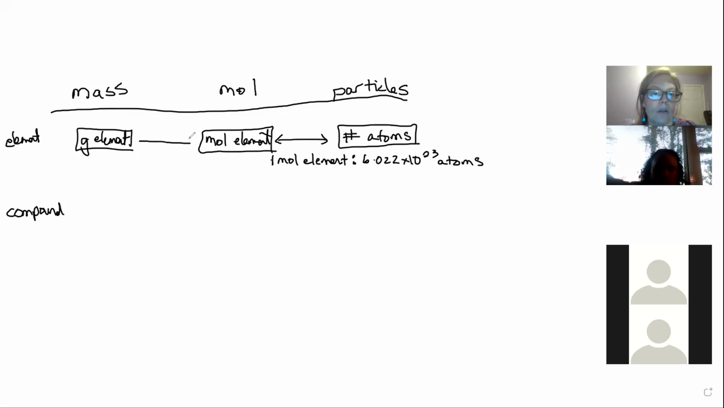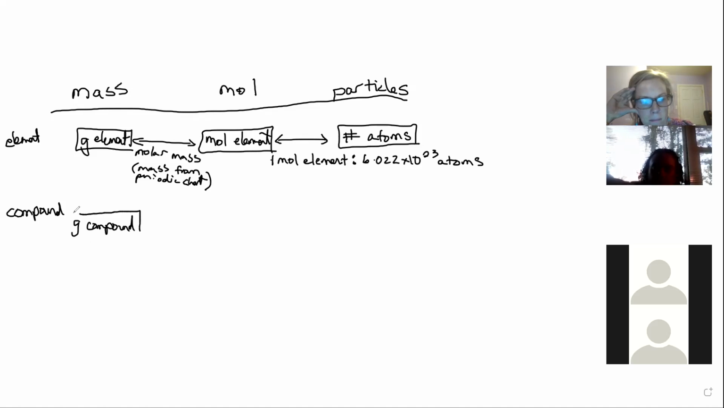We can get between these two by using molar mass. And the molar mass is not something you have to have memorized. It's the mass from the periodic chart. All right, then we can also have some calculations for compounds. So we can have the mass of a compound, grams of compound, moles of a compound, and we can have molecules.